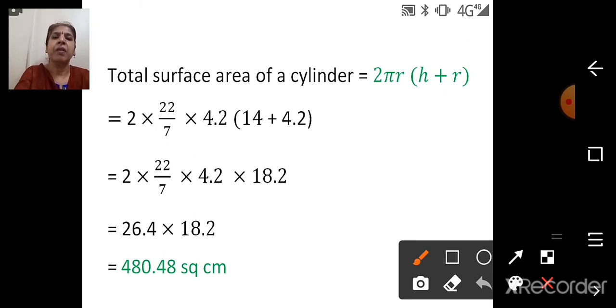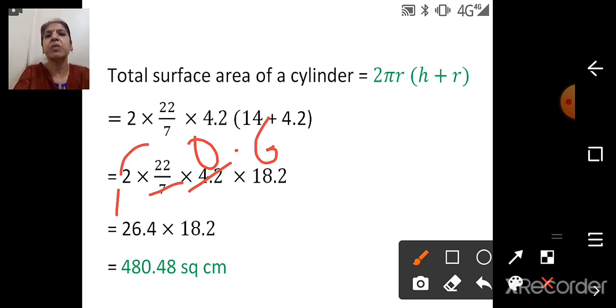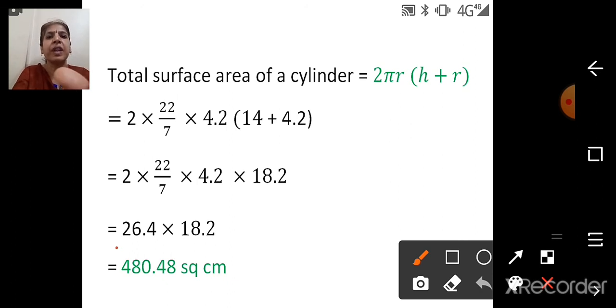Right? Now what we will do children? We will now divide here. 7 ones are 7, 7 sixes are 42, but it is 4.2. So one place you have to write decimal, so it will come 0.6, and then you have to multiply. So multiply 2 with 22. Yes, it is 44. That 44 you multiply with 0.6, so you will get 26.4, and that 26.4 you have to write here.